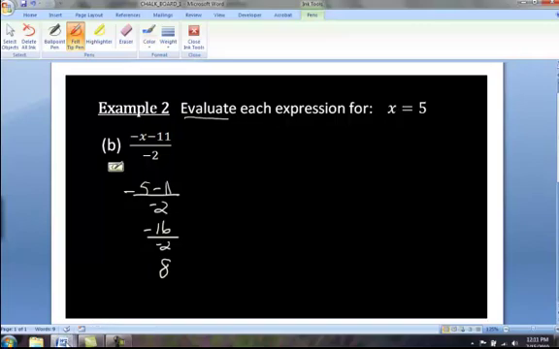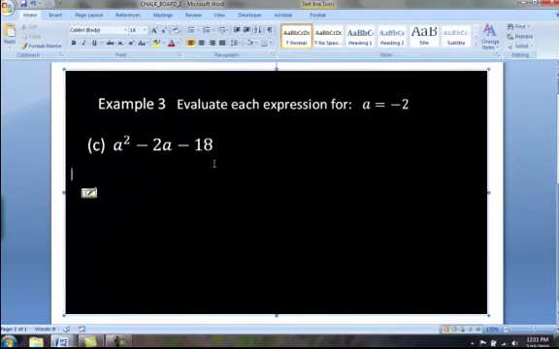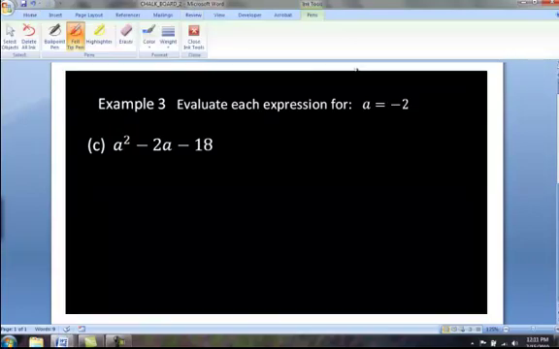So all you have to do is substitute the number in for the variable and then proceed according to order of operations. Now I have another example to look at over here on another blackboard. And this is from example 3. Now in this one we have one variable A, and we're going to substitute -2 in every time we see an A. But we have to watch this one because we have a square, we have an exponent here.